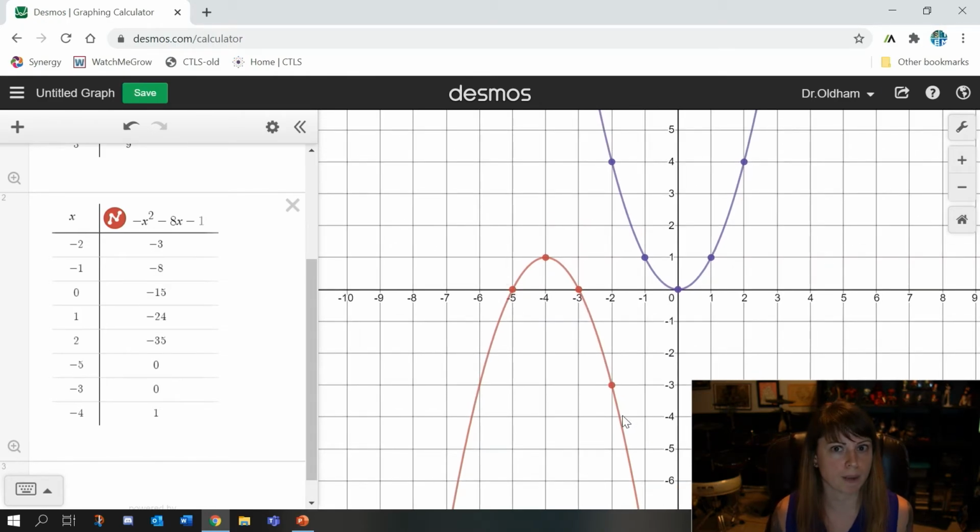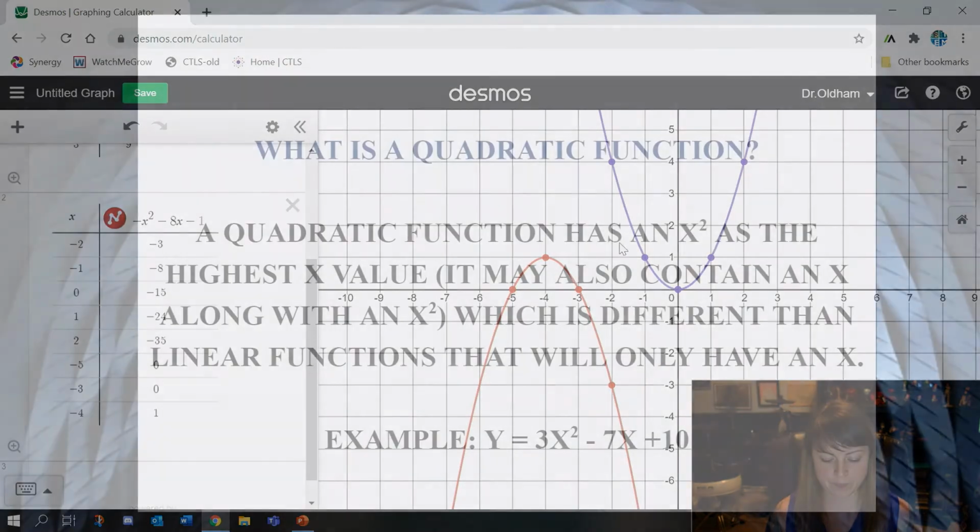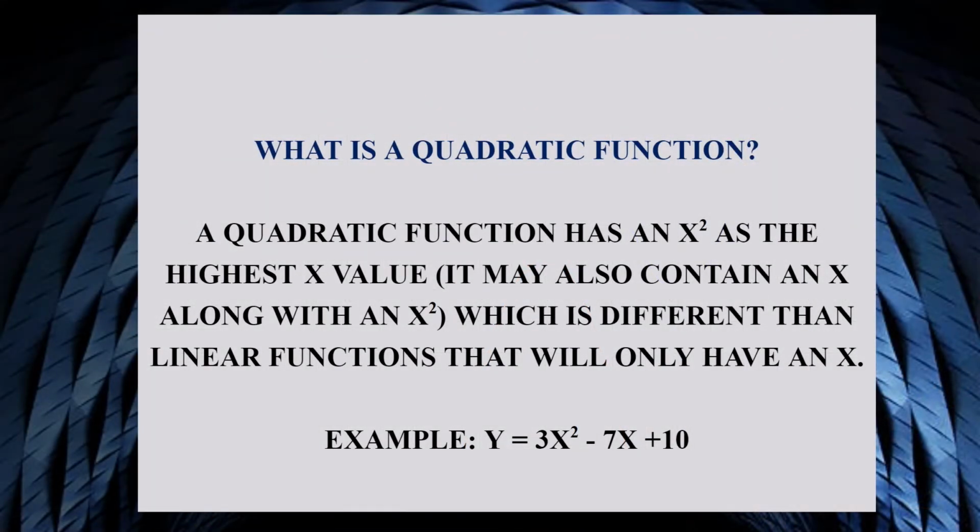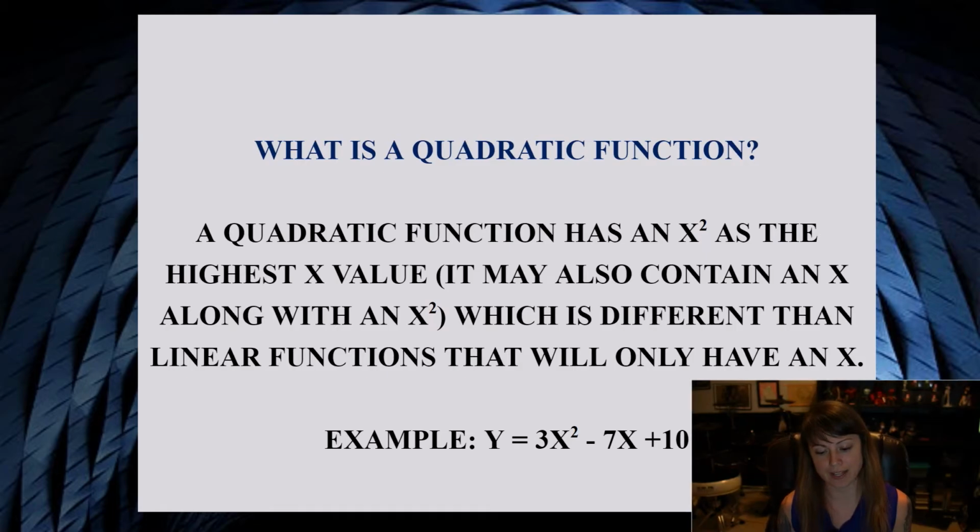So let's actually talk about a couple of those pieces of vocab. So first of all, what is a quadratic function? A quadratic function has an x squared as the highest x value. Sometimes it can also have an x, but it has to have an x squared. And this is different than a linear function because linear functions are only x's. So mx plus b, no x squareds. And there's a little example right there of what a quadratic function might look like.